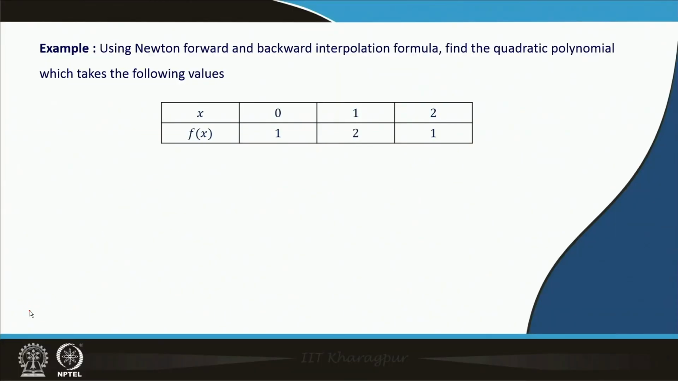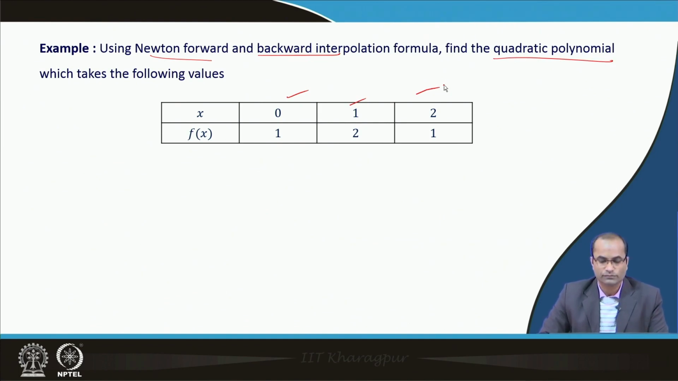So, let us start with this example, a very simple calculation. Using Newton's forward as well as the backward interpolation formula, just to recall, whether we use Newton's forward or backward or any other format, the computation of the polynomial will be unique. Here we want to find the quadratic polynomial because there are 3 points given and we can fit a polynomial of order 2 or degree 2. Here the x values are 0, 1 and 2.